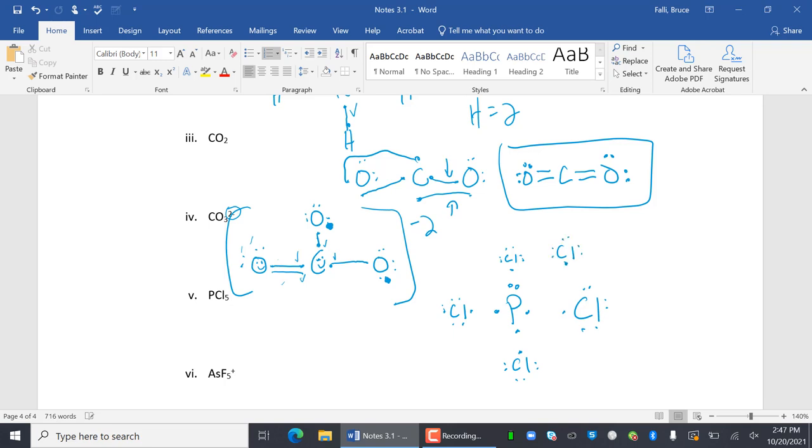Okay. Now, what do I do? I connect the dots. Connect the dots. Okay. Phosphorus right now has 10.